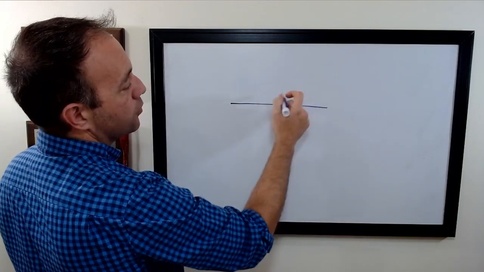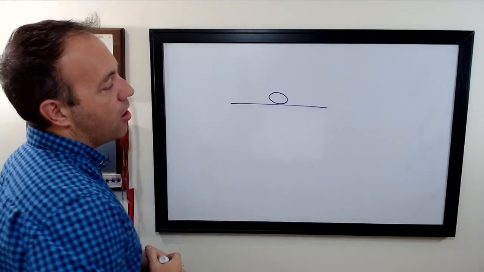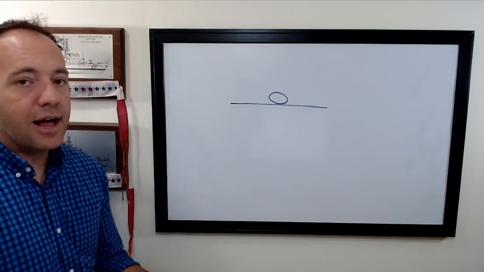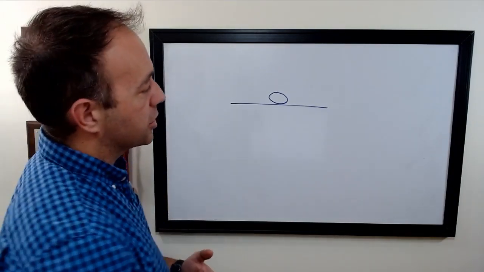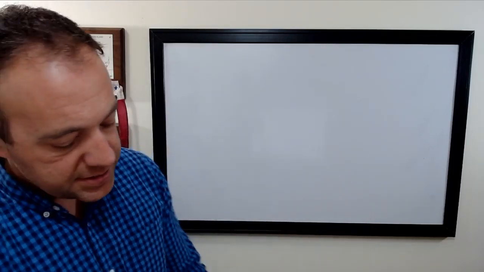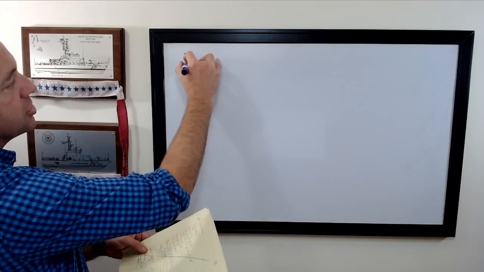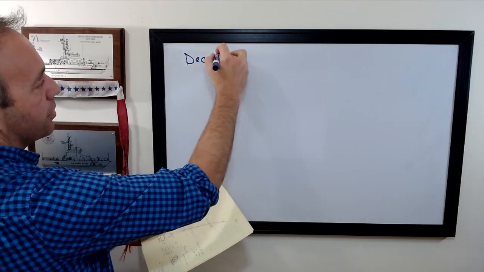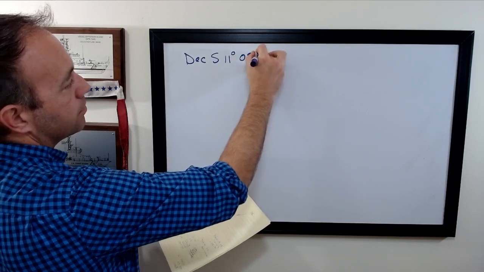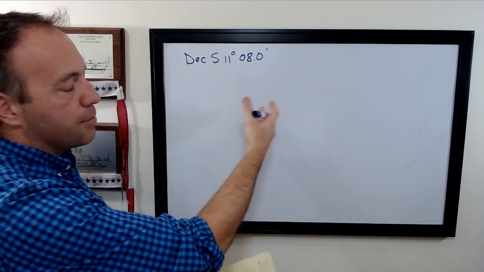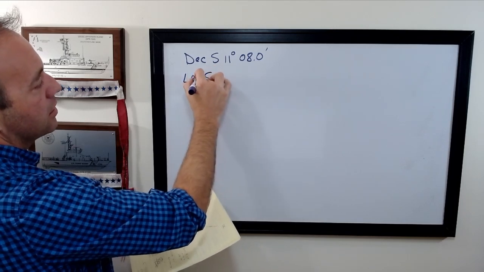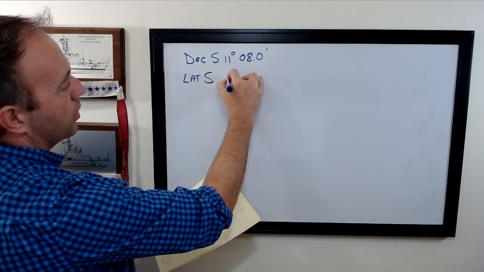But if we miss, for whatever reason, and the sun is on the visible horizon, we can take this measurement and we can apply a correction to it. So the correction is the next table in Bowditch. As an example, let's say we came up with a declination of south 11 degrees 08.0. We looked in the Nautical Almanac. I've shown you that before. We don't have to spend time on it. And we had a latitude of south 11.1 degrees.